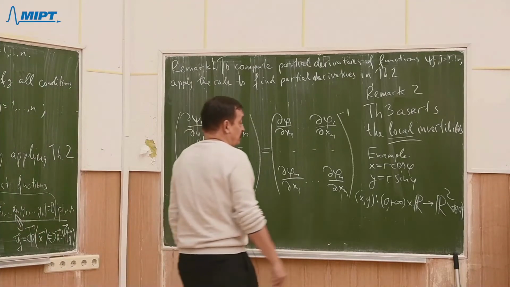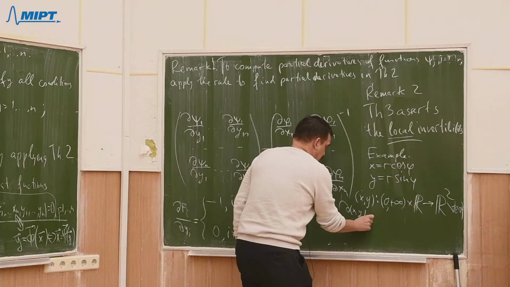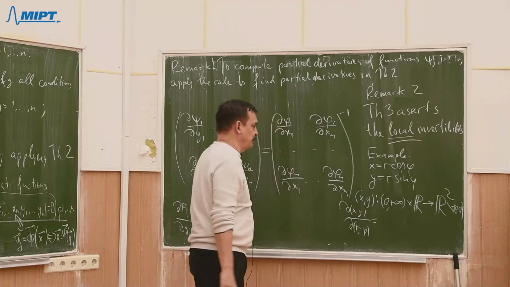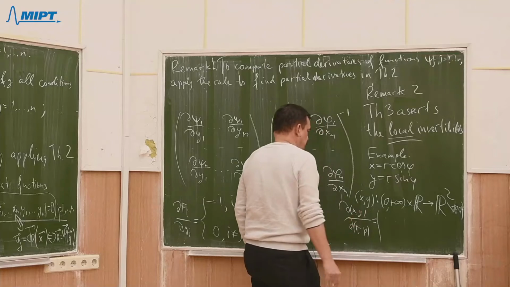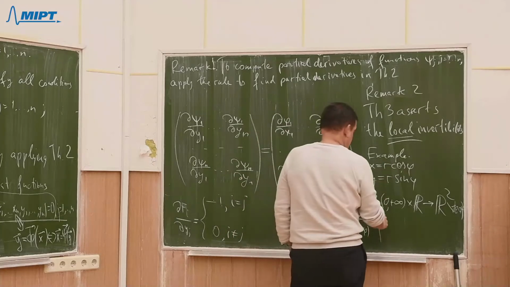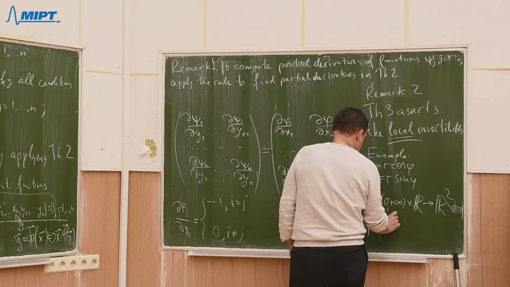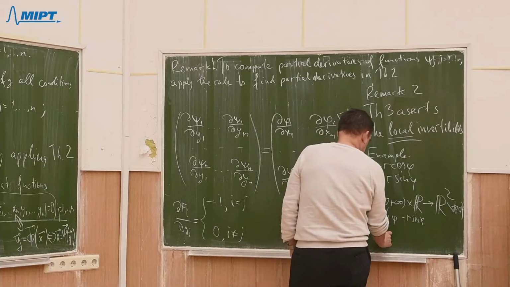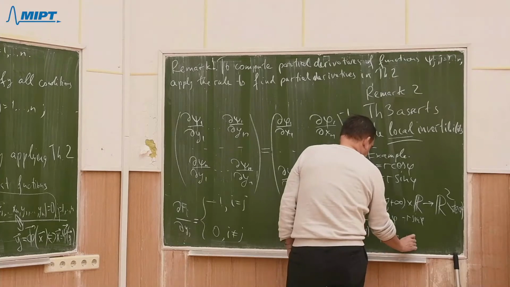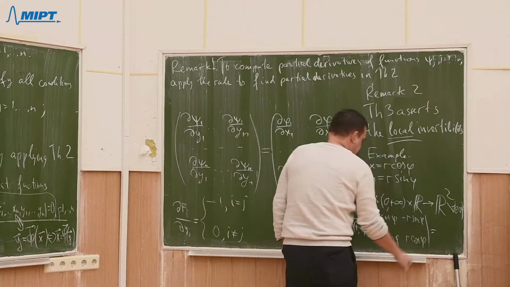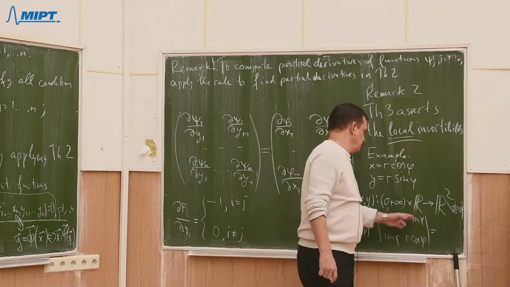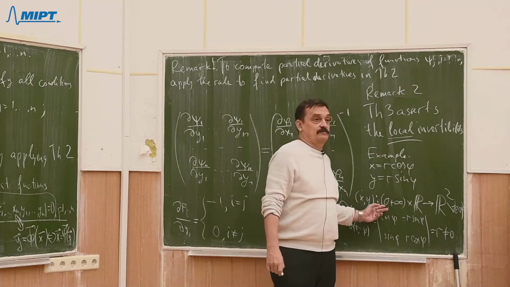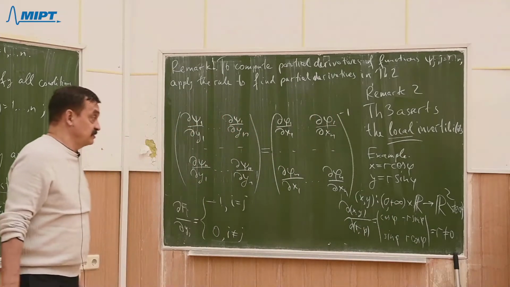And what about the Jacobian? So d(x,y) with respect to (r, phi). If we compute, what is it? If we differentiate the first function x, so cosine phi, then minus r sine phi. Here we have sine phi, r cosine phi. And if we substitute, the determinant equals just r, which is not 0 if r belongs to (0, infinity). So that is not 0, right?